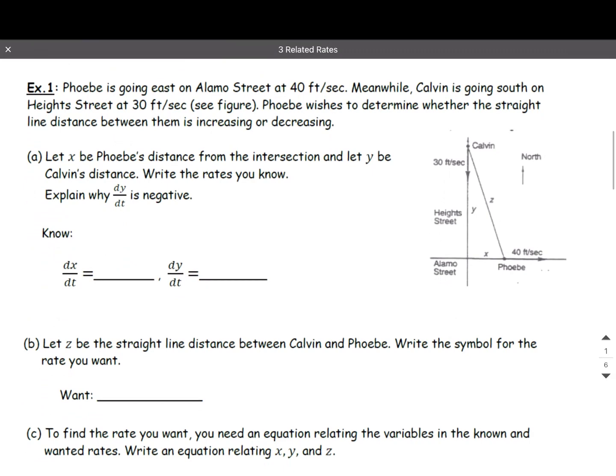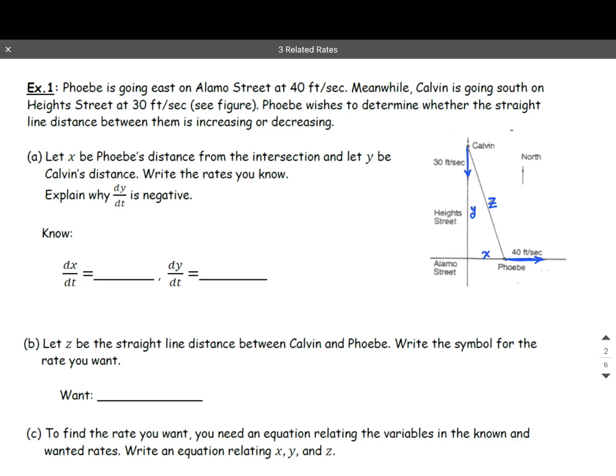So the first one here, Phoebe is going east on Alamo Street, and you can see in the diagram, Phoebe's going here east on Alamo Street. She's walking in that direction at 40 feet per second. Meanwhile, Calvin is going south on Height Street at 30 feet per second. Phoebe wishes to determine whether the straight line distance between them is increasing or decreasing. So notice Phoebe's distance from the intersection is x, Calvin's distance from the intersection is y, and the straight line distance between them is z.